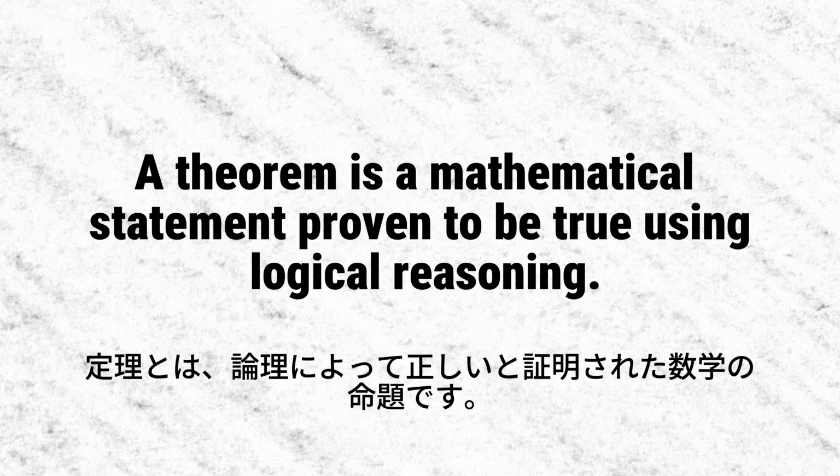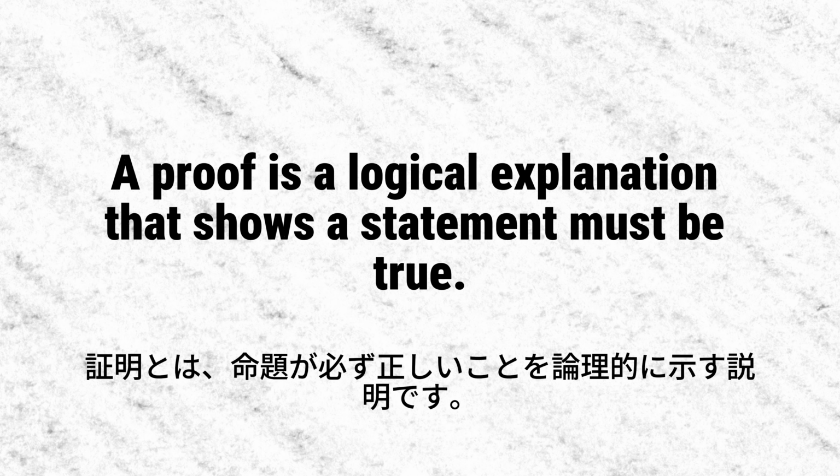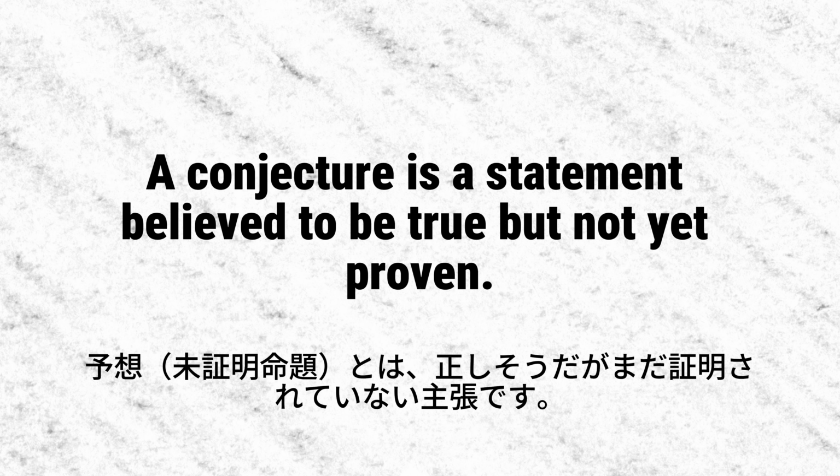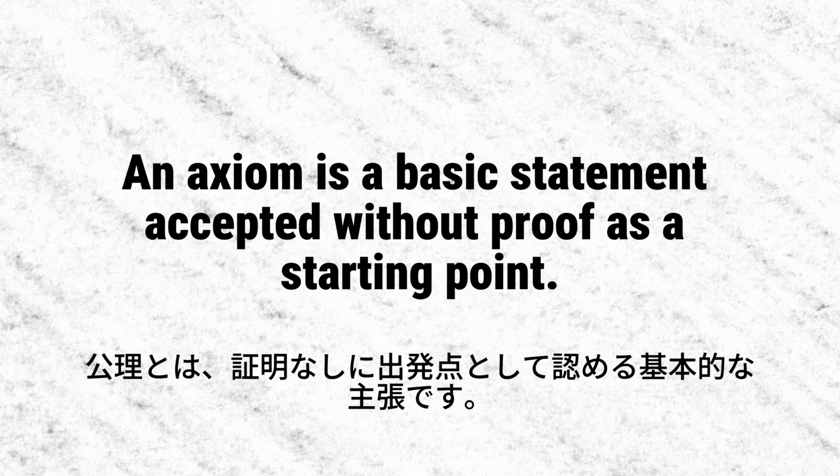A theorem is a mathematical statement proven to be true using logical reasoning. A proof is a logical explanation that shows a statement must be true. A conjecture is a statement believed to be true but not yet proven. An axiom is a basic statement accepted without proof as a starting point.